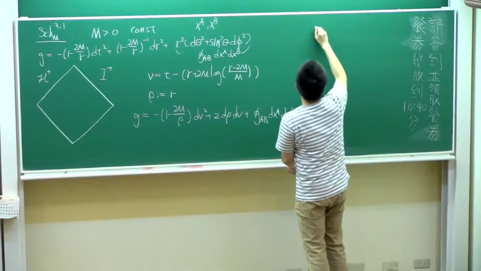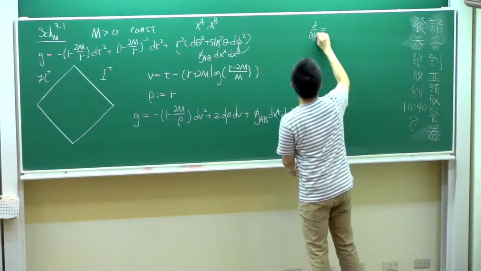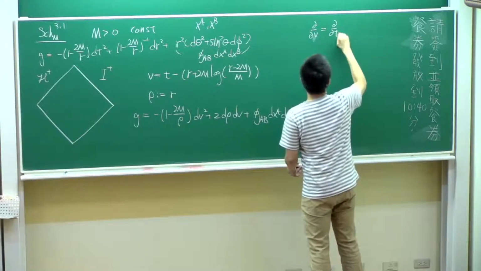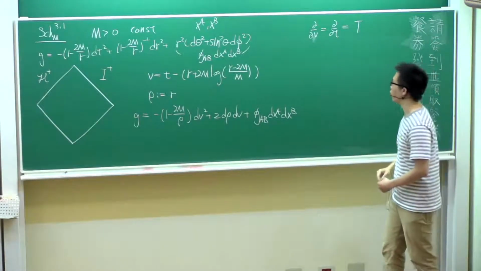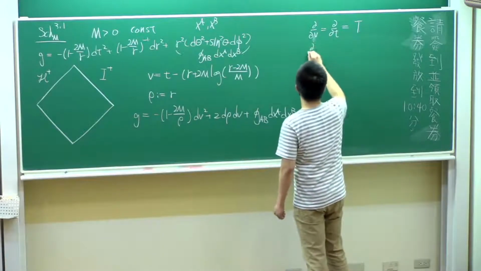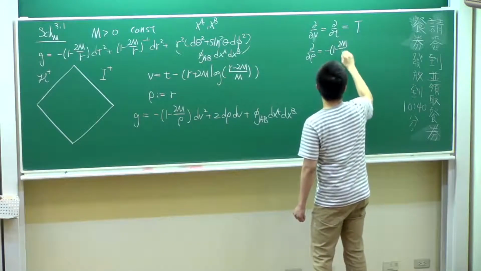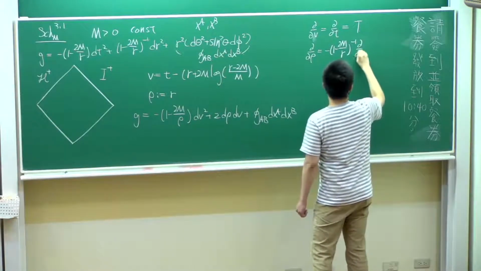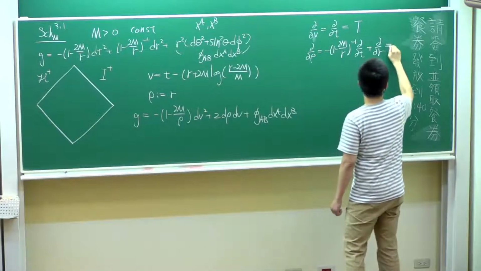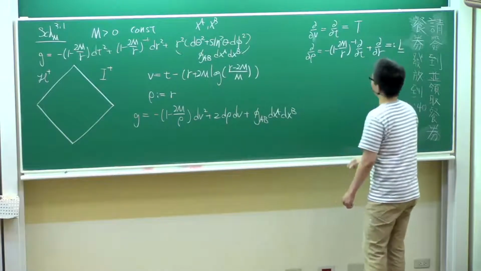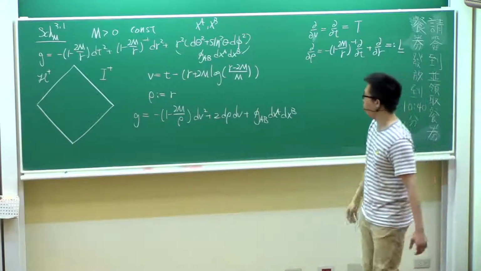And if we compare the coordinate vectors, let me start from v: d/dv is the same as d/dt. It is still a Killing vector field, so denote it by capital T. And what is d/d rho? That is minus (1 minus 2m over r) to the power minus 1 times d/dt, plus d/dr. And let me denote this by L lower bar. It is the incoming one.